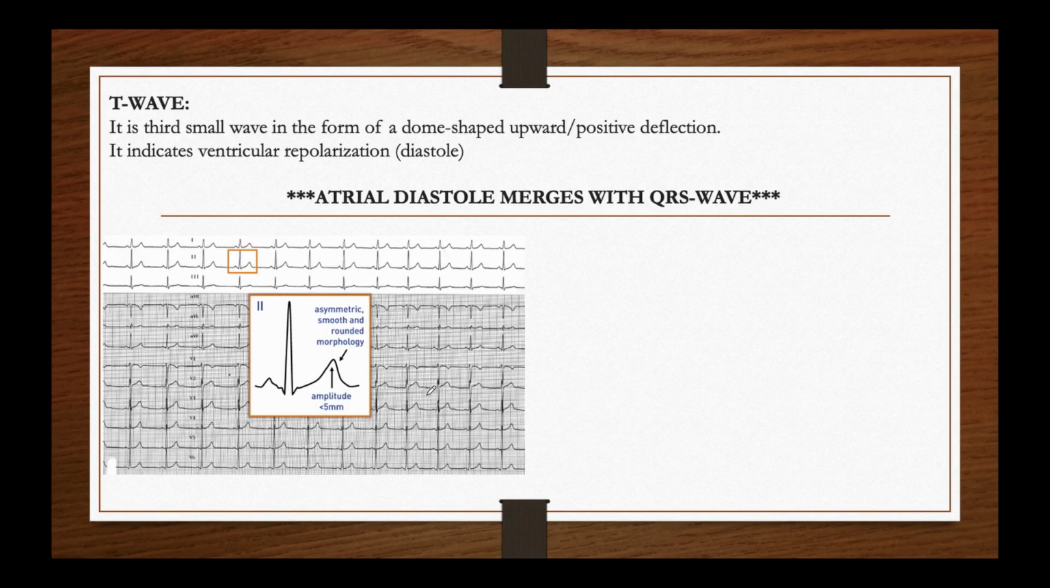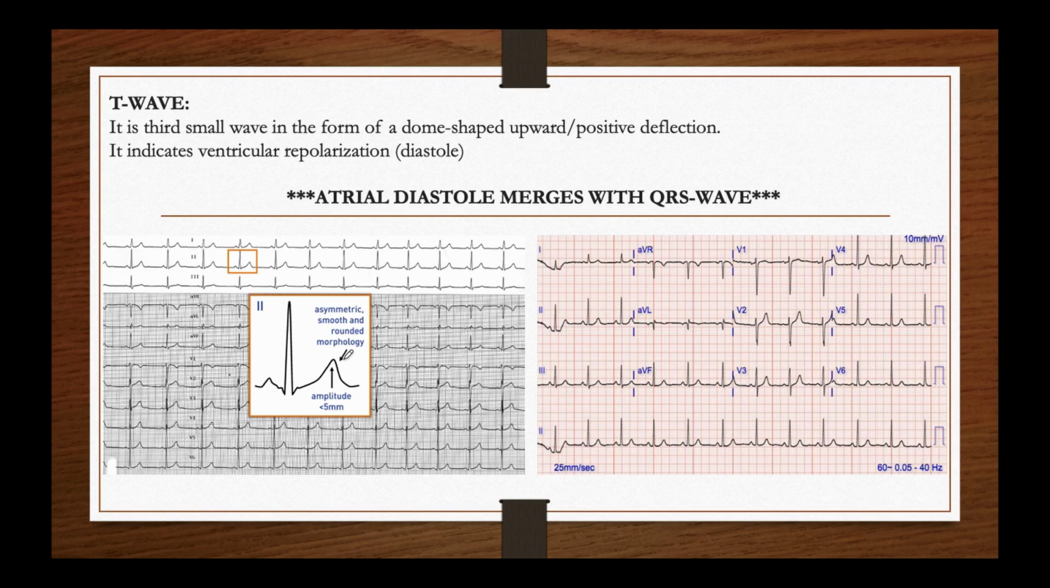Now, this is the diagram of the T wave. As you can see, the amplitude is not more than 5 millimeters, as is amplified over here. It is asymmetric, smooth, and rounded in morphology. Now, an interesting thing that we must know is that the T waves are always upright in almost all the leads, with exception of AVR, AVL, and sometimes precordial lead 1.